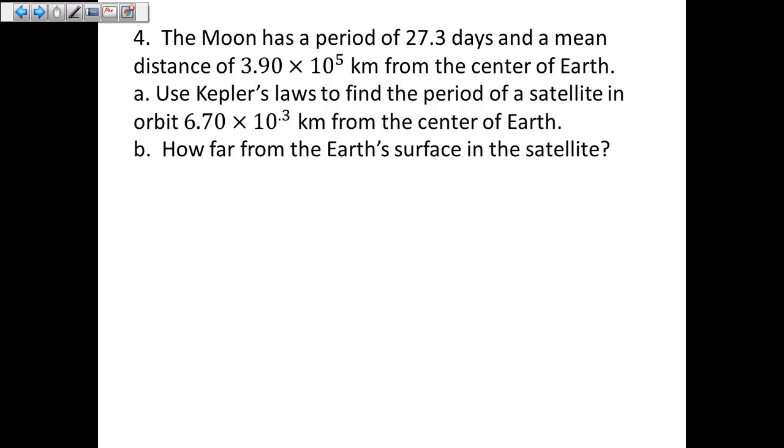Part A says use Kepler's law to find the period of the satellite. Okay, we can do that. We're just going to use that equation again. And then B, how far from the Earth's surface is that satellite? So once we find the period of the satellite, we need to go back and take this distance of 3.90 times 10 to the 5th kilometers and basically subtract off the radius of the Earth from that number to see how high up in the sky it is.